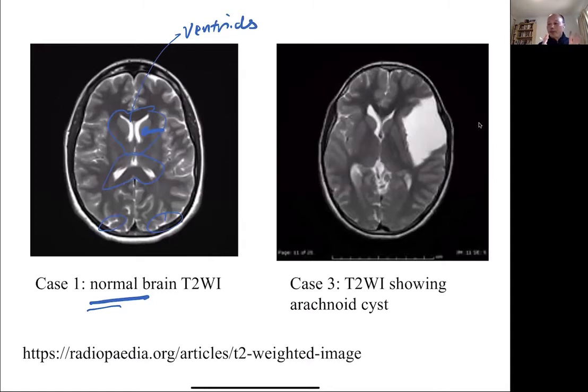Typically, if you saw an older subject, those ventricles tend to enlarge with age and with certain diseases. And here, clearly in this subject, there's something going wrong, where there's essentially a cyst that's filled with fluid. And so this person would clearly need some surgical intervention. And that's an example of fluid showing very bright on a T2 weighted image.